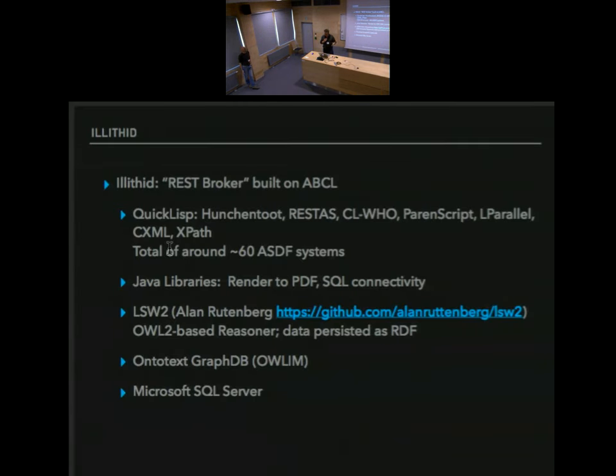So the system was called ILLITHID. It's essentially a REST broker, using QuickLisp and about 60 ASDF systems, and it had to use Java libraries, which is one of the advantages of ABCL. The big reason this was done with ABCL is that there are a lot of semantic web reasoners written in Java. We worked with Alan Ruttenberg, with a system called LSW2, which is based in Java and would have to be packaged into this at runtime. The RDF store we used was Ontotext GraphDB, and the legacy system was using Microsoft SQL Server.